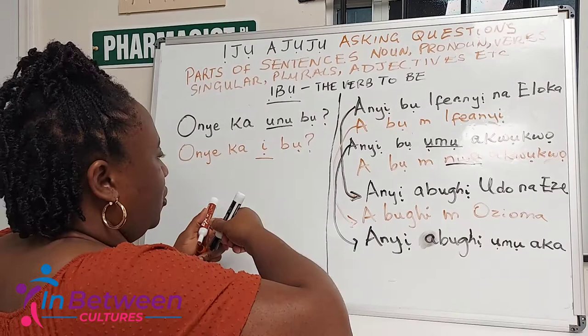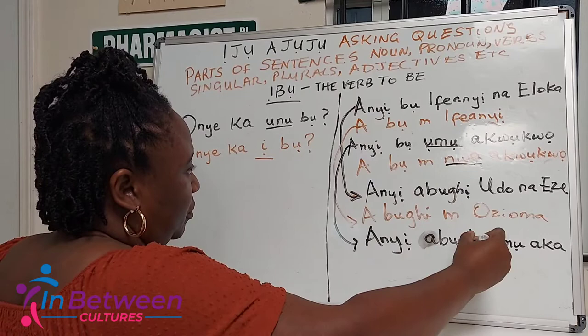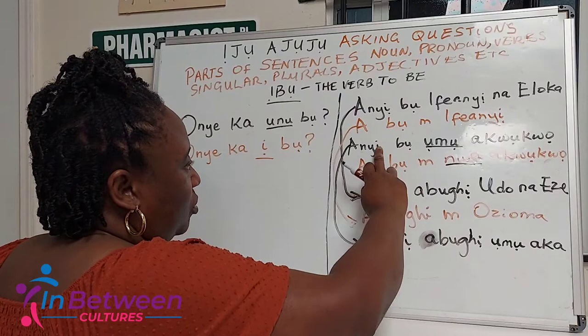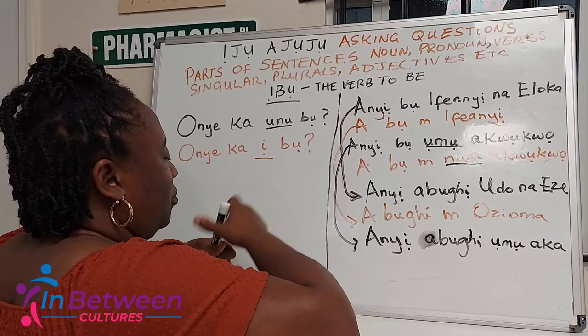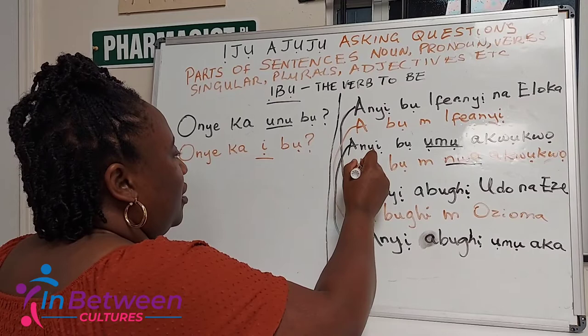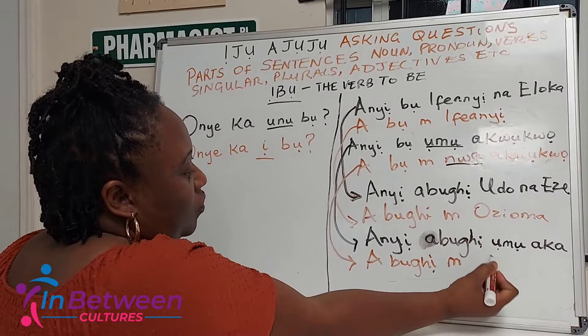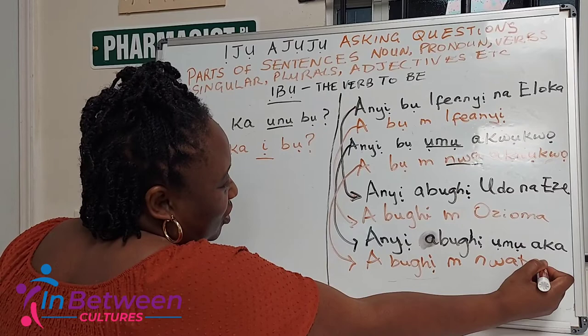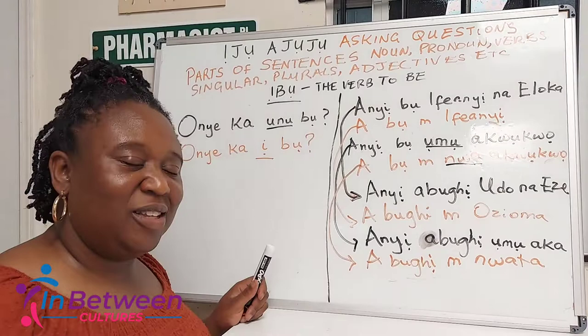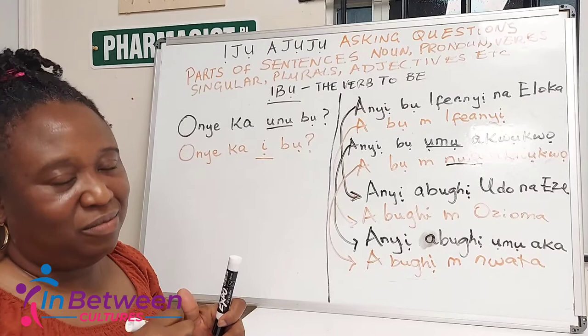So this is me negating this one, right? Then we can now negate the second one, which is a singular. Abụghịm nwata. Please pay attention. Nwata means small child. I am not a small child. I'm not a baby. That's what it's saying. Okay?